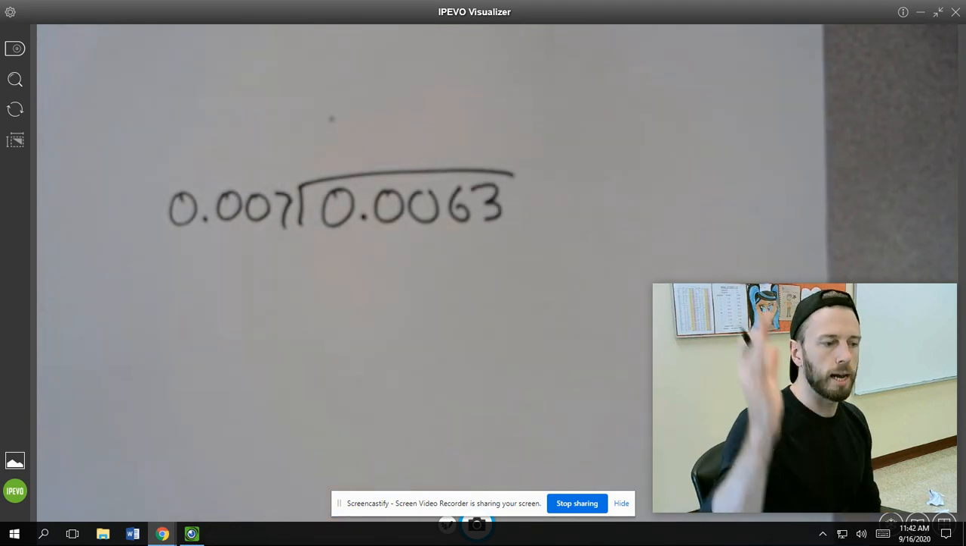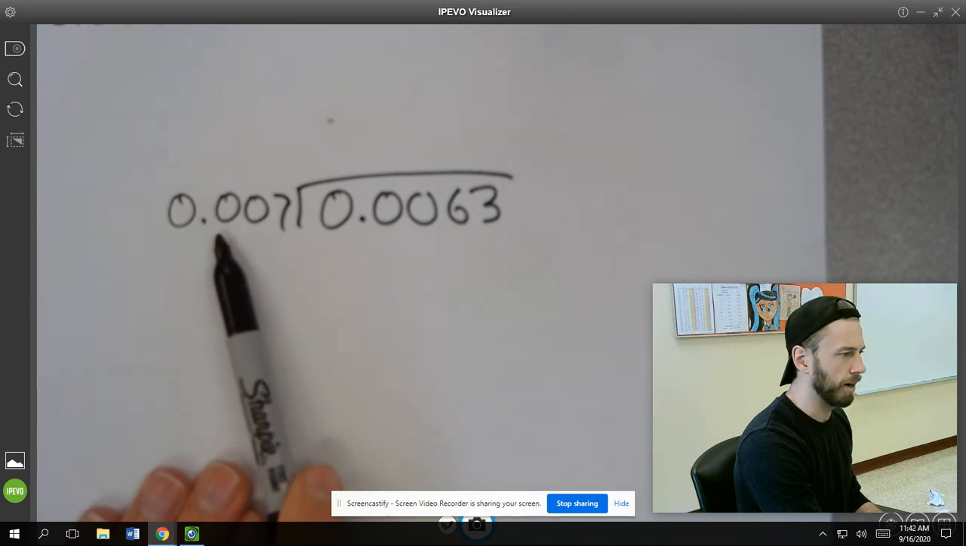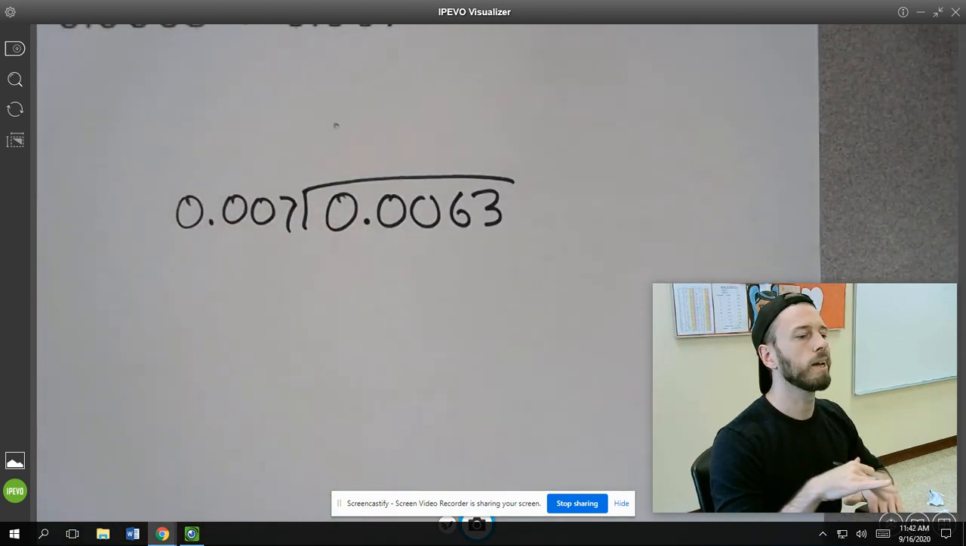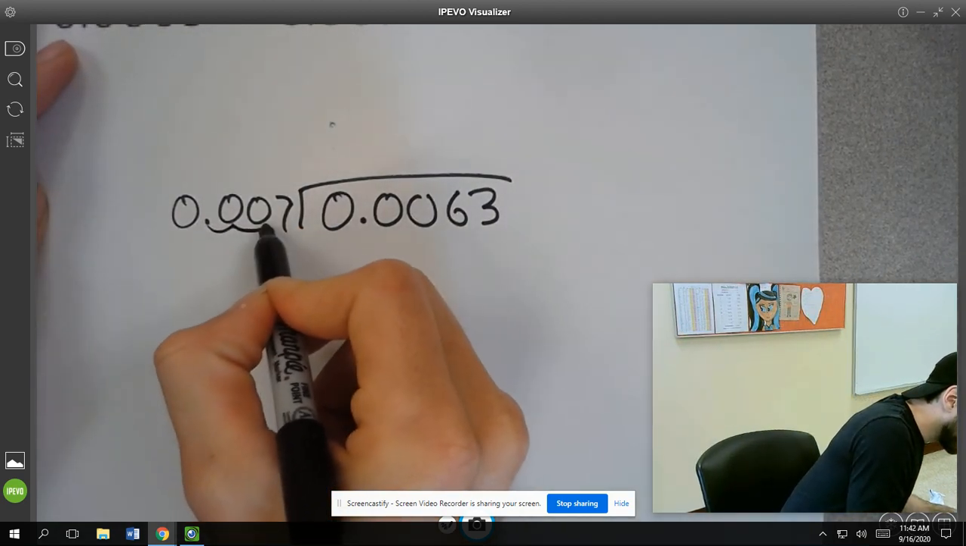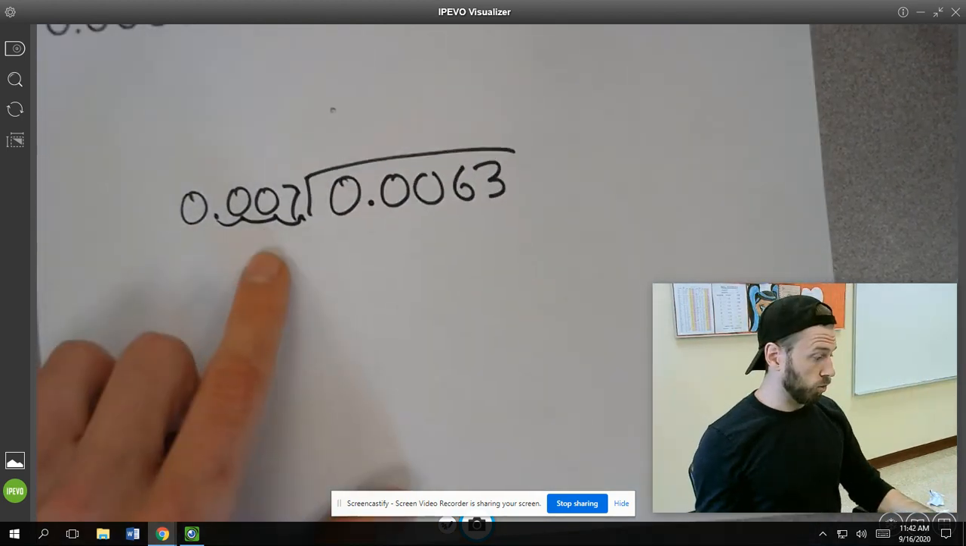Now, if we're following the rules that I've given you, the first thing you'll recognize is I'm not allowed to do that, right? I'm not allowed to divide when there's a decimal in the divisor out here. So what do we do? Get rid of it, right? Slide that sucker over to the right. 1, 2, 3 spots. Okay, now I've made it a 7. Now it's just a regular old 7.